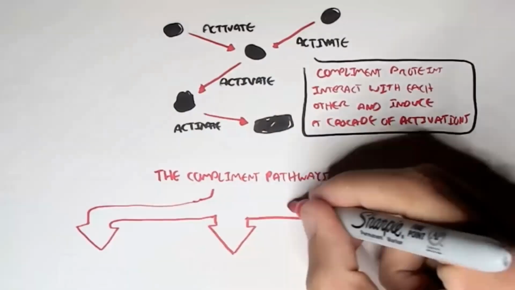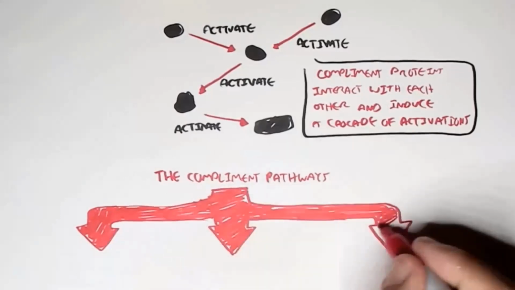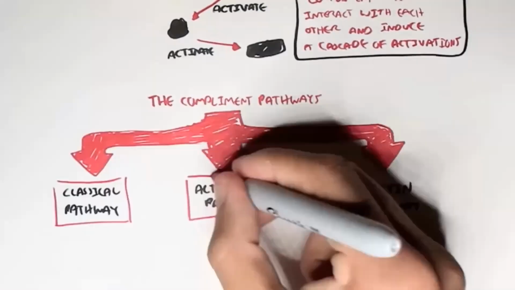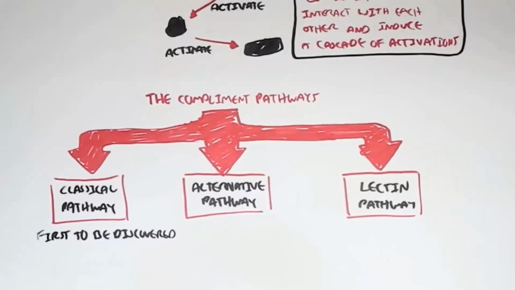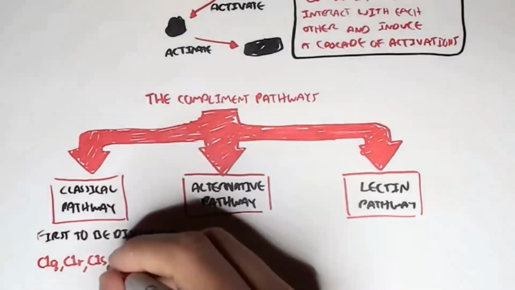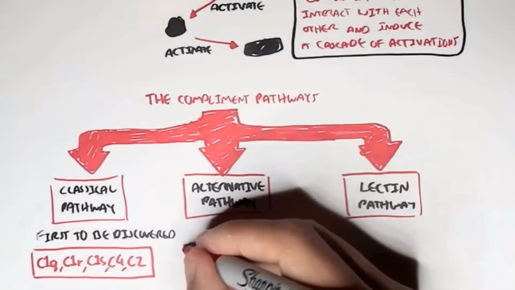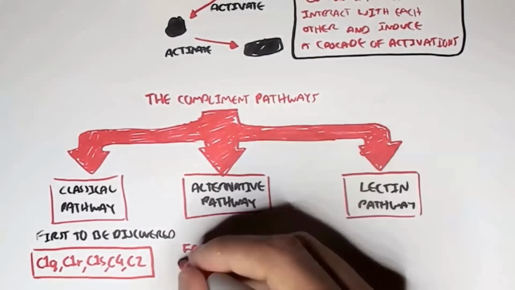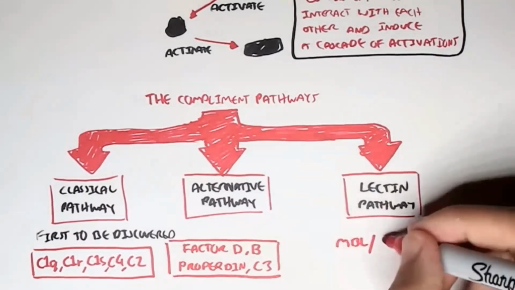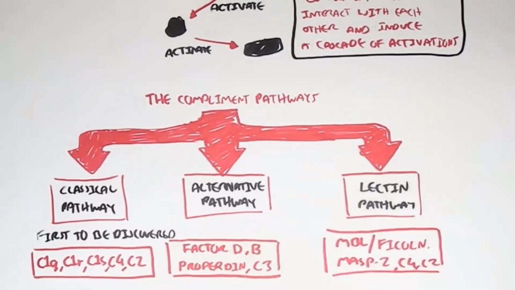And because of this, there are many complement pathways, because there are many ways that complement proteins can activate each other. These complement pathways are the classical pathway, the alternative pathway, and the lectin pathway. The classical pathway was the first to be discovered. The complement proteins involved in the classical pathway are C1q, C1r, C1s, C4, and C2. In the alternative pathway, we have factor D, factor B, properdin, and C3. And for the lectin pathway, we have MBL, mannose binding lectin, ficolin, MASP2, C4, and C2.